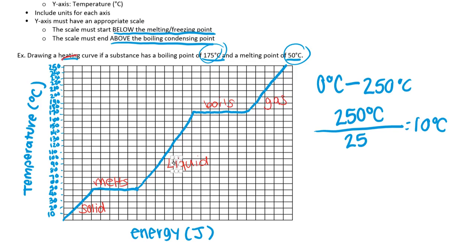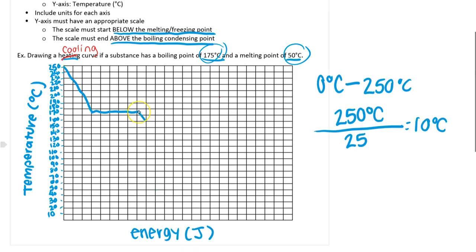Alright, let's say we had the exact same substance, but instead of drawing a heating curve, we needed to draw a cooling curve. The only difference for a cooling curve is that the temperature is going to decrease over time. Remember that the condensation point is going to be the same as the boiling point. So I'm going to start up at a high temperature. My gas is going to decrease in temperature until we reach the condensation point. Then it's going to plateau.